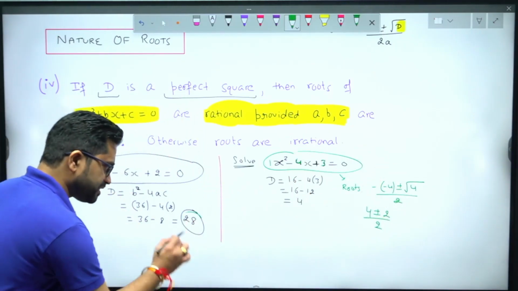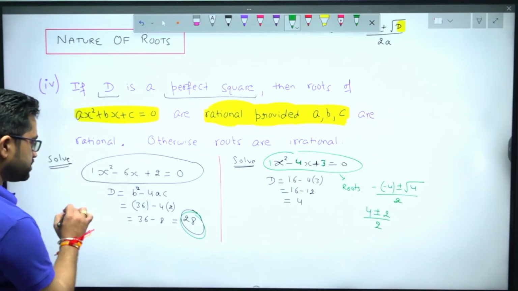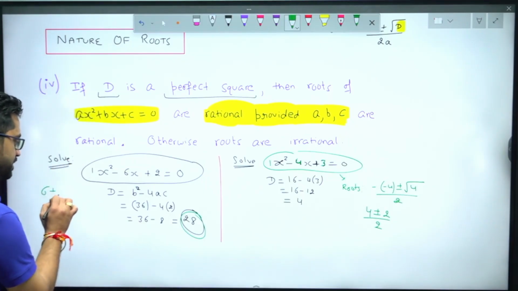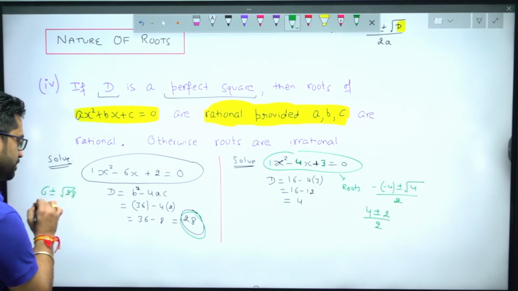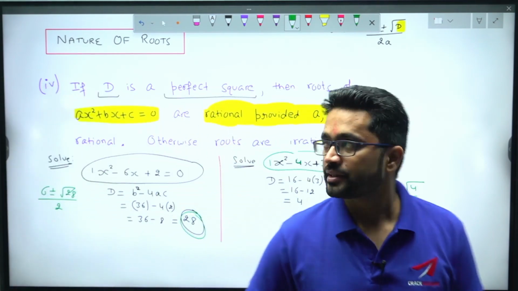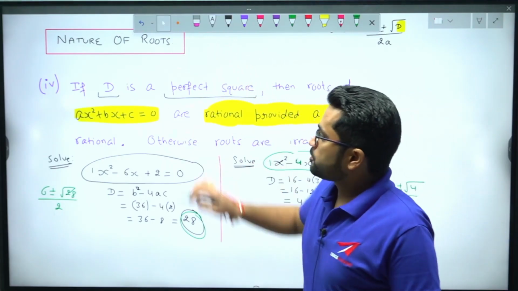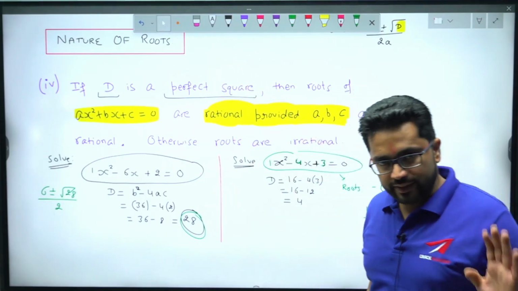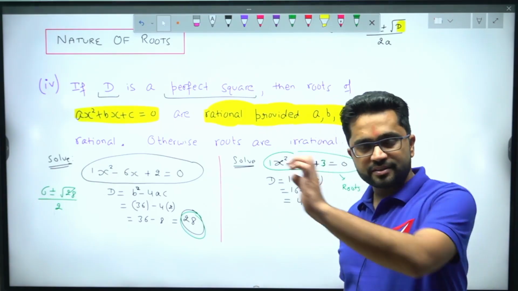Now if D is not a perfect square, and you figure out the roots, it would be 6 plus minus root 28 by 2. It seems like the roots are irrational. So please make a note of this property, and now we are going to discuss some questions based on this.